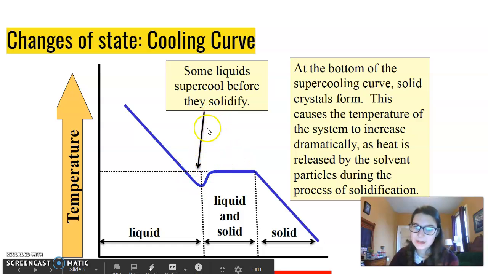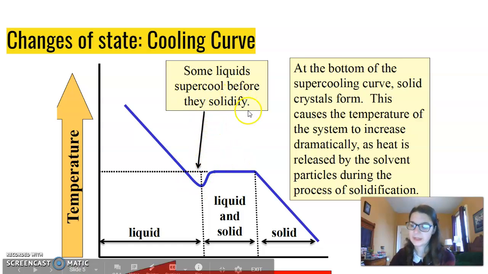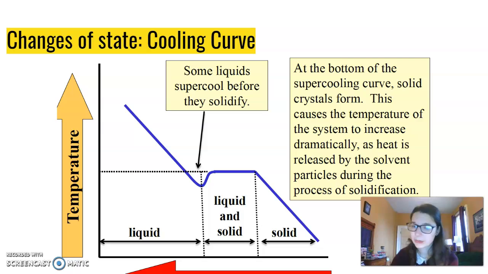This dip here is supercooling before they solidify. So during supercooling, the substance remains in the liquid phase after the temperature has dropped below the freezing temperature. So at the bottom of this curve, solid crystals form, which causes the temperature of the system to increase dramatically as heat is released by the solvent particles during the process of solidification. Okay, so the solidification process is exothermic. It releases heat because the system is losing that heat.